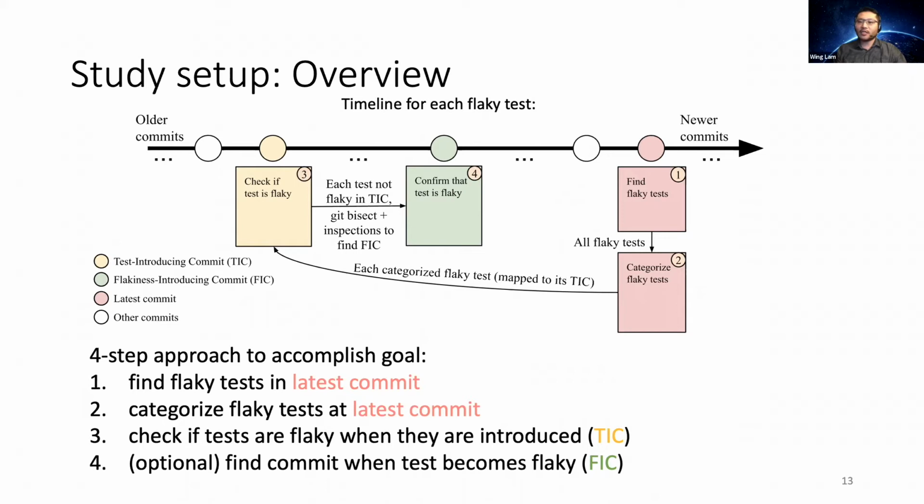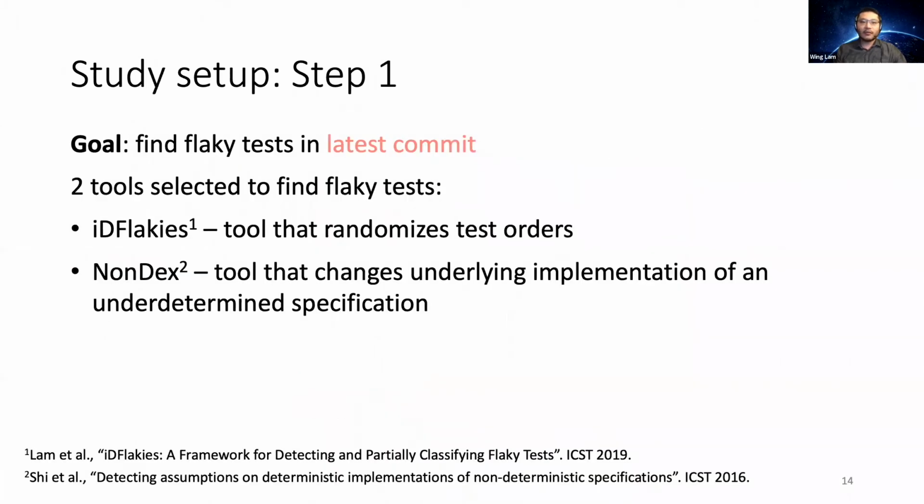So to understand how each of these steps work, let's first start by focusing on step 1. For the goal of step 1, we're trying to find these flaky tests in the latest commit. And in order to do this, we use 2 different tools to find them. The first one is iDFlakies, which is a tool from our prior work that randomizes test orders. We also use NonDex, which is a tool that changes the underlying implementation of an underdetermined specification.